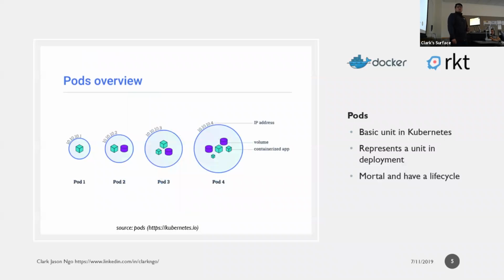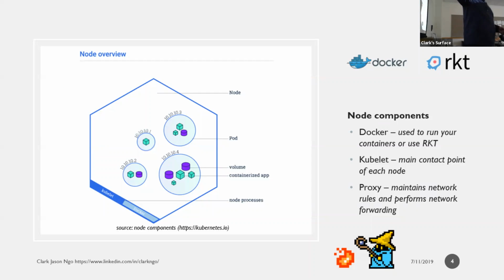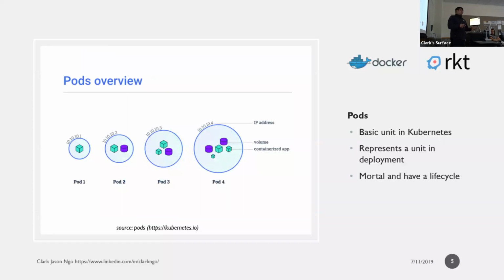And then next, we talk about pods. So if this is the node, these are pods. Okay? So a pod is a basic unit in Kubernetes. It represents a unit in deployment. It is mortal and has a life cycle. It means that if you have a visualization, you would see a node and you would see a lot of, let's say, color green, and that would define each node. And it can also die, and it could also provision another pod to do some workloads or processes.